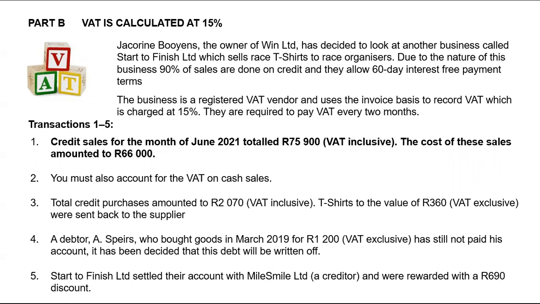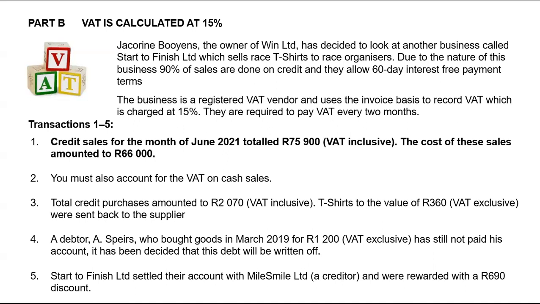Purchases or expenses will increase your VAT input, and your income or your receipts, in essence, will increase your VAT output. VAT output is a liability, VAT input is an asset. It means that it needs to come back to us. VAT output, it needs to go to SARS, it needs to be paid to SARS, right?